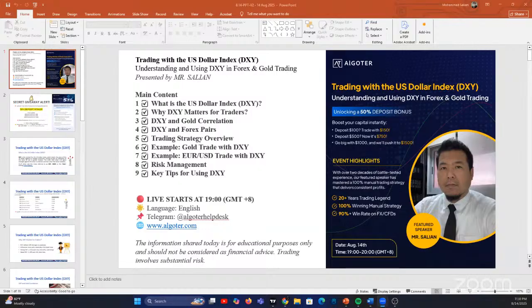Okay, we will have trading gold with the DXY and EUR/USD as an example. While trading with the DXY, there's risk management and some key tips while using the DXY. All right, so let's go.